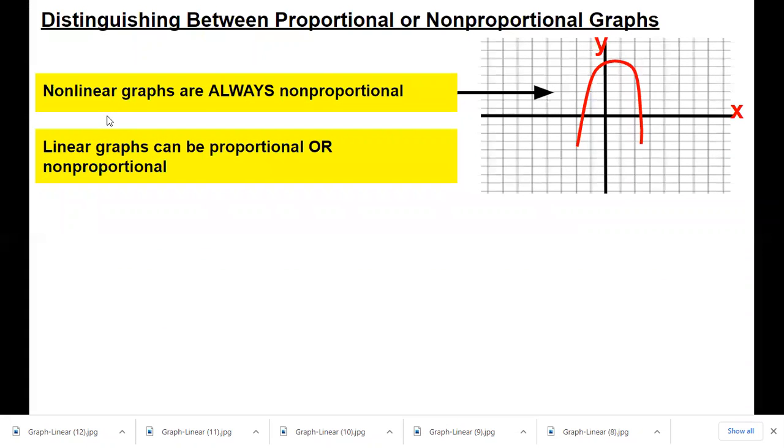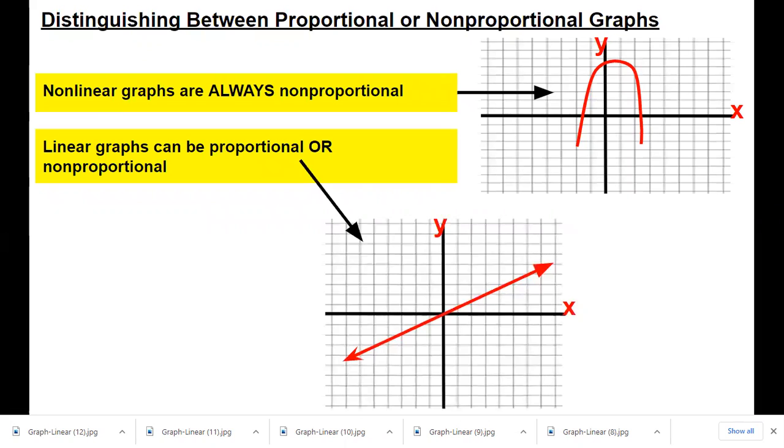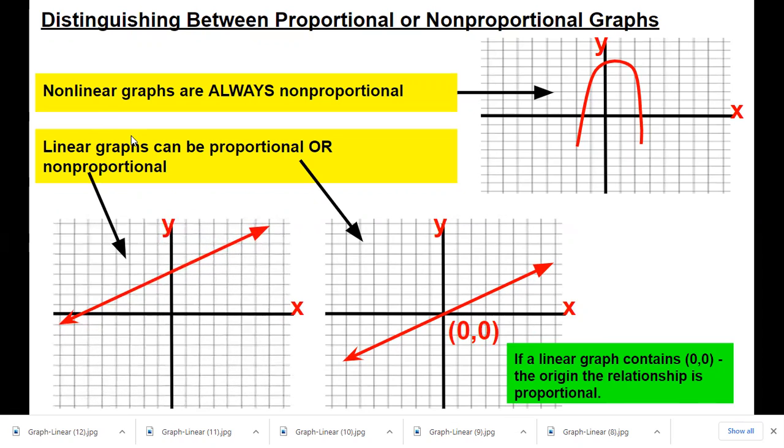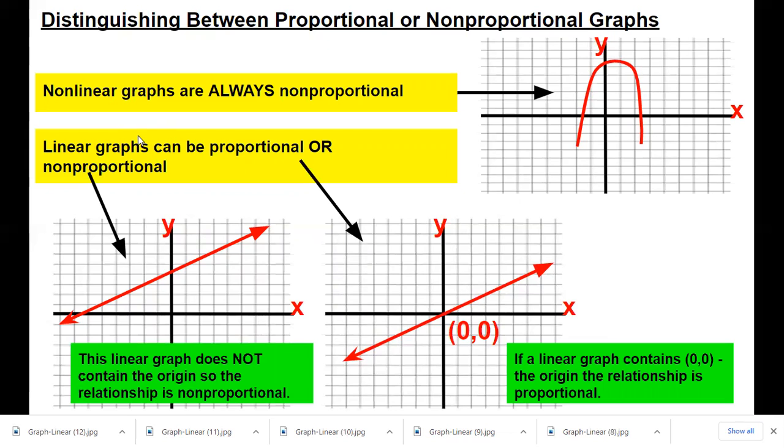Linear graphs can be proportional or non-proportional. There's a linear graph that is proportional. Why is it proportional? It goes through 0, 0. Remember that linear graphs that are proportional will always go through the origin. This graph, however, is also linear but non-proportional. Why? Because it doesn't go through 0, 0, but it's still a line. This linear graph does not contain the origin, so the relationship is non-proportional.